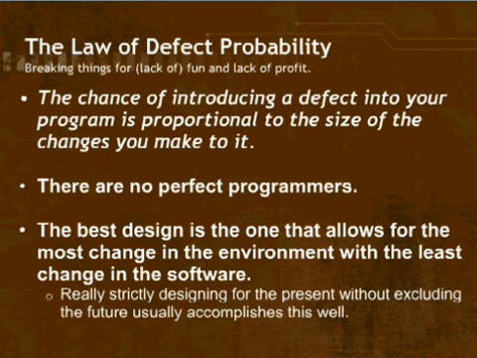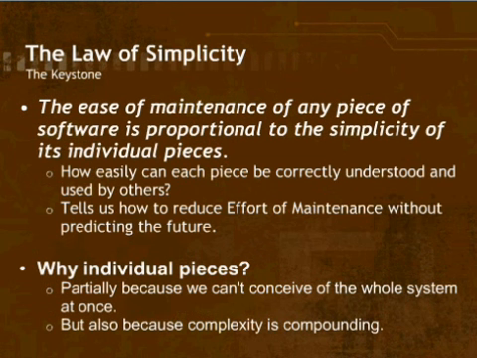All right, and now we come to our keystone, our most important law. This is only one slide in this presentation, but it is about half the book. It's a law of simplicity, and it states that the ease of maintenance of any piece of software is proportional to the simplicity of its individual pieces. And I want to point out that this is the primary determiner of maintenance difficulty. In fact, I'm not aware of any other significant determiner of maintenance difficulty. So it's not just that there's a correlation here, but that this is pretty much it.